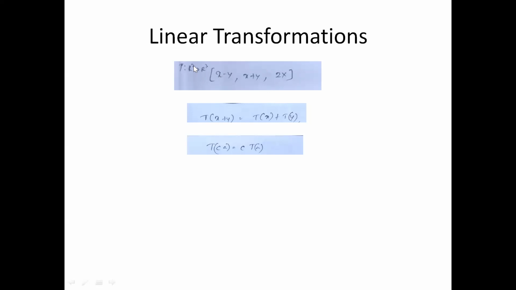There are two variables, by the way, x, y, in two dimensions. Now the vectors are making a transformation from R2 space to R3 space. How? The first one is x minus y, the second one is x plus y, and the third one is 2 multiplied by x. The question they are asking is whether the transformation is linear or non-linear.